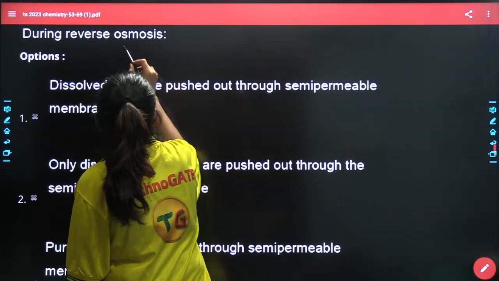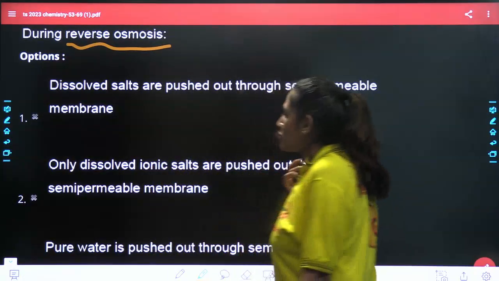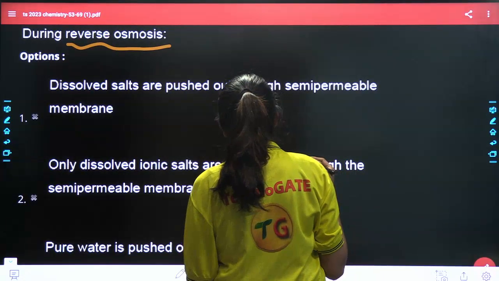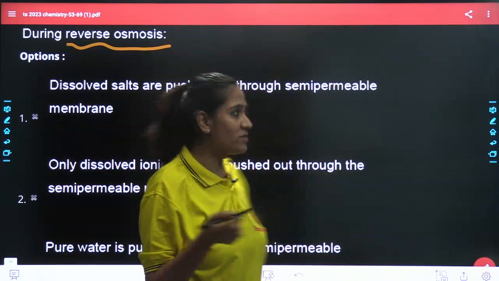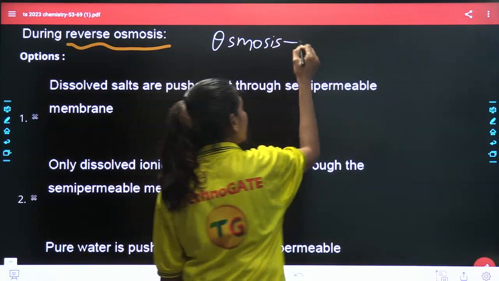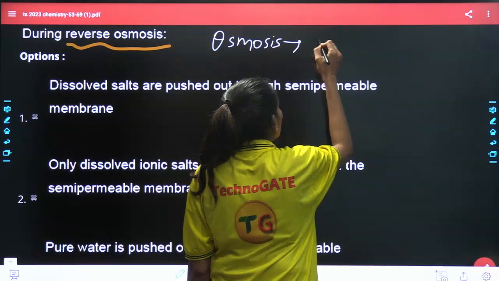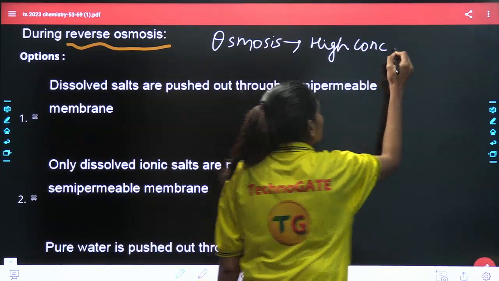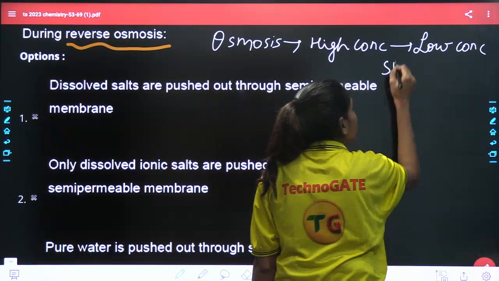During reverse osmosis, what happens? Now what is reverse osmosis? It is the opposite of osmosis. What is osmosis? First of all, let us understand osmosis. Osmosis is a process in which a pure solvent moves from a region of high concentration of solvent to low concentration of solvent through a semi-permeable membrane.